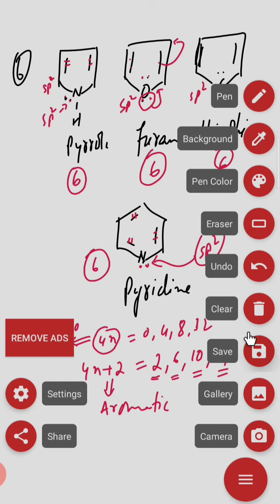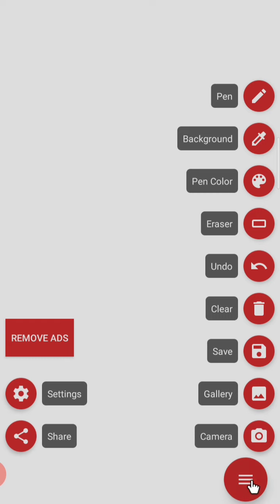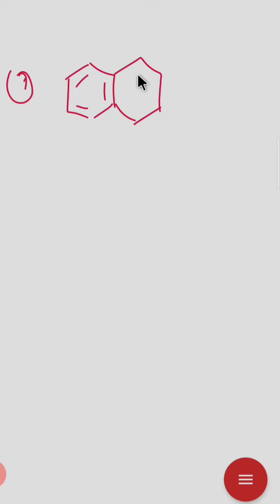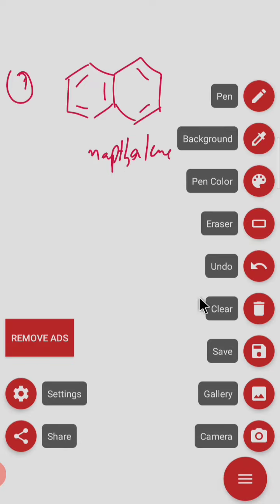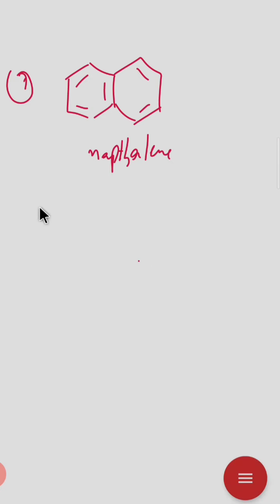Okay, let me go to another example, the last set of examples. Here, if I say this compound, this is naphthalene. Is naphthalene aromatic or not? Let us check whether this is aromatic or not. And lastly, I am taking another example, to check whether this is aromatic or not.